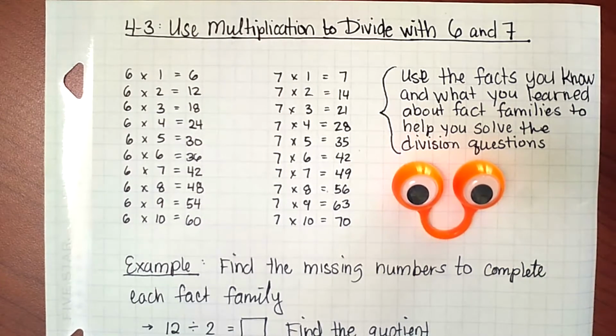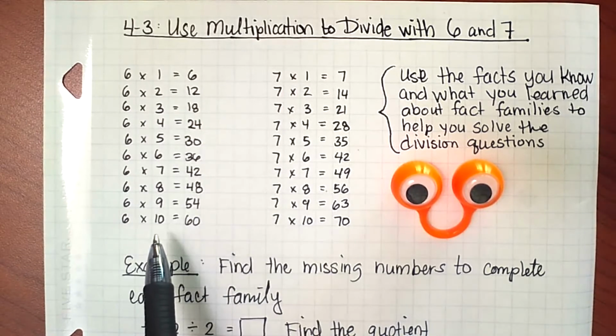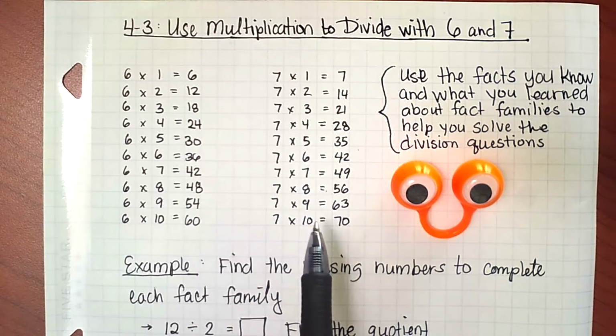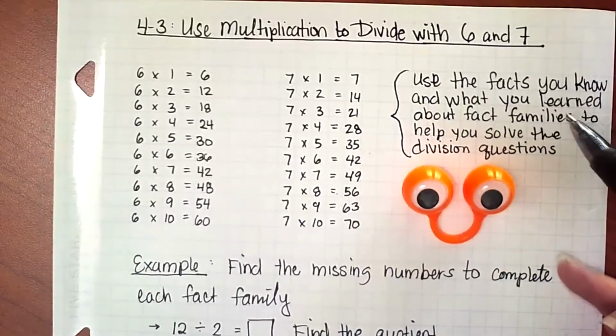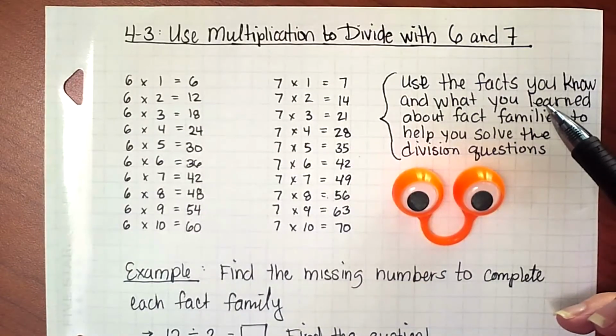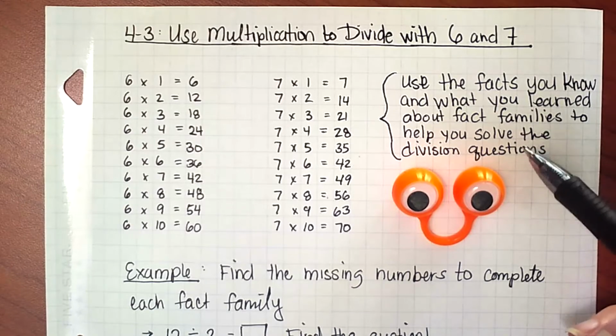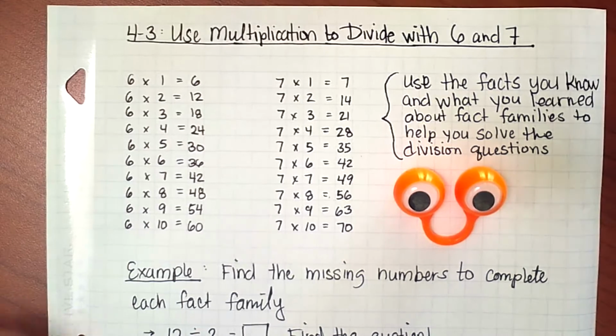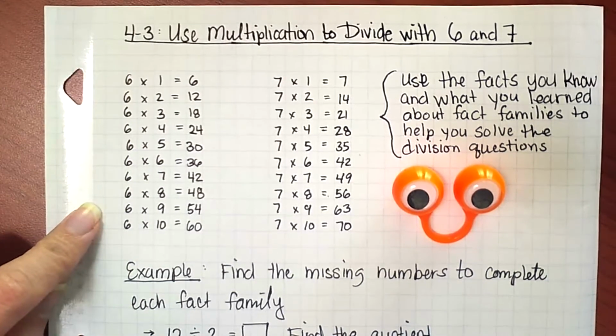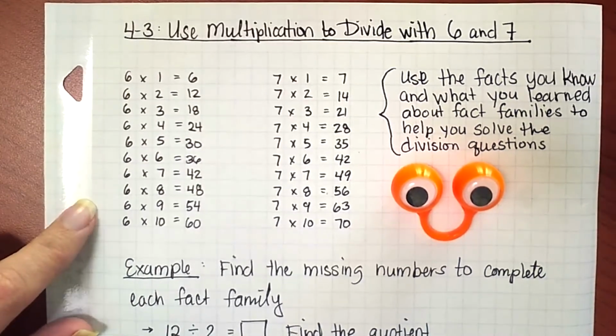numbers 6 and 7. So I wrote out my 6 multiplication facts 1 to 10. I wrote out my 7 multiplication facts 1 to 10 as well. Remember, use the facts that you know and what you learned about fact families to help you solve the division questions. So go through your facts, write them down, review them, practice them daily.